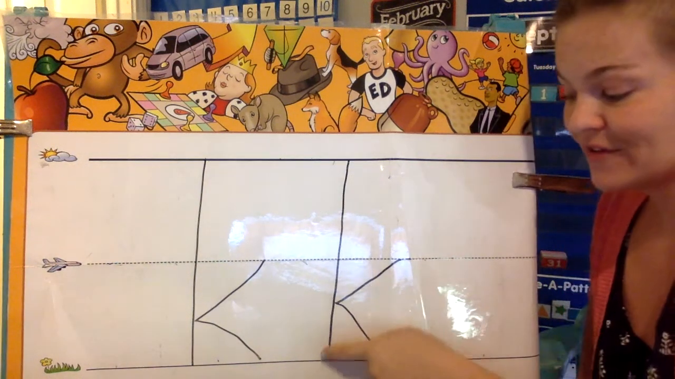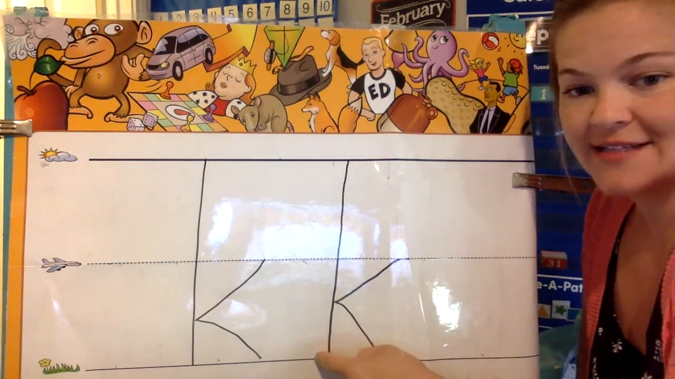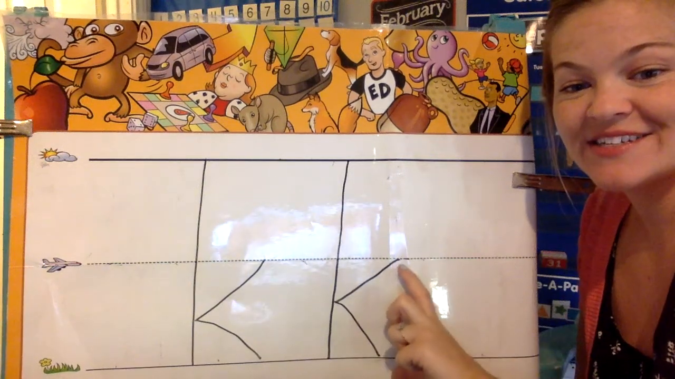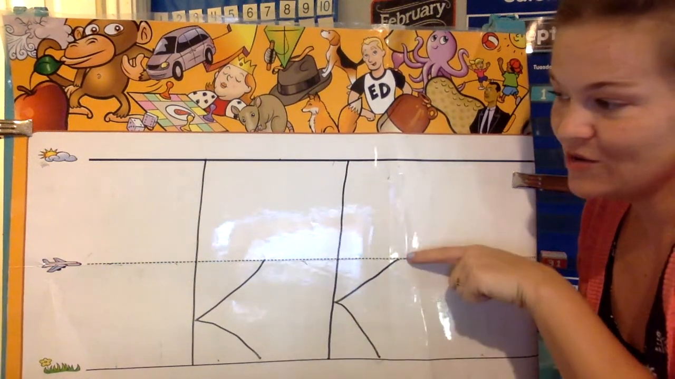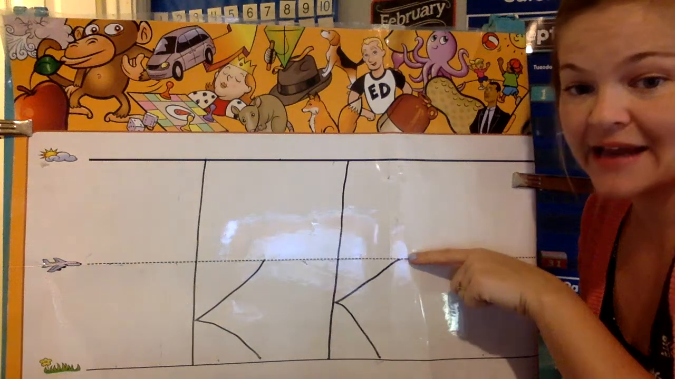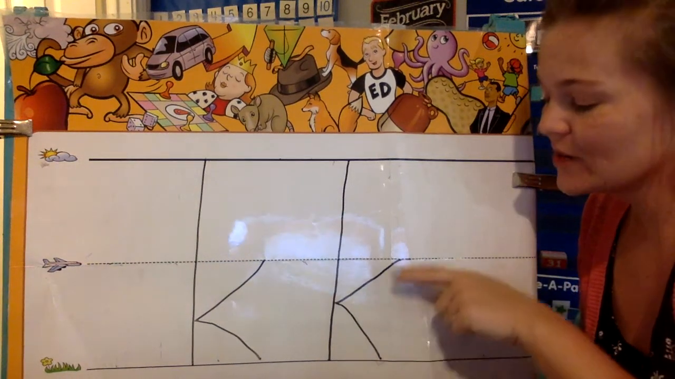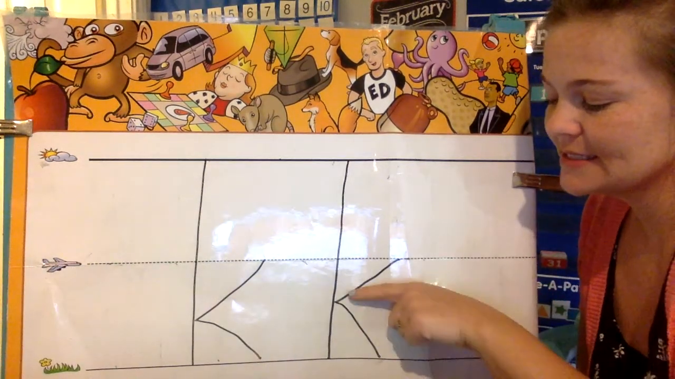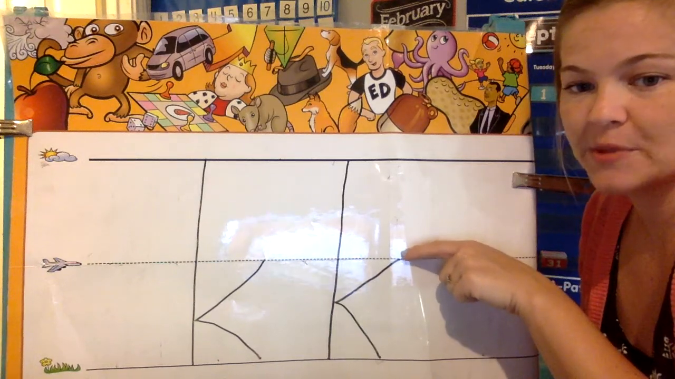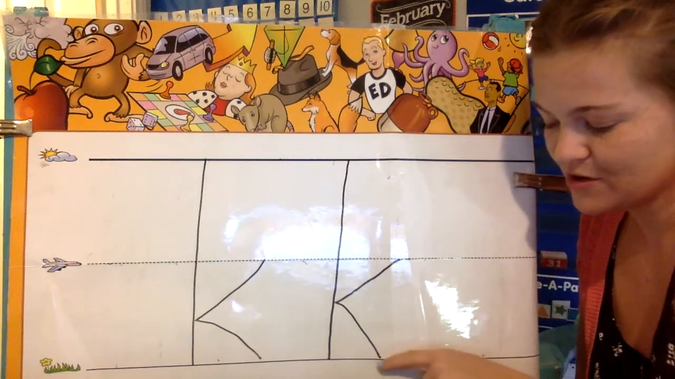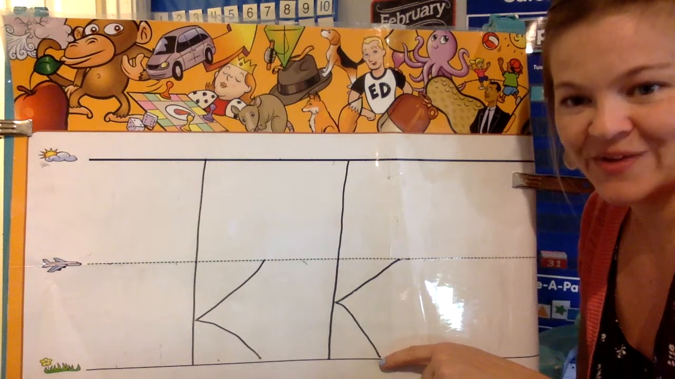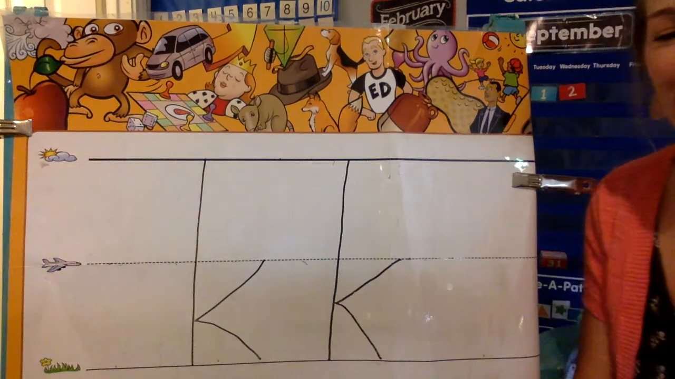So the first line goes from skyline to grass line, but look, this little slanty part, it only goes from plane line to grass line. So we're going to try to make sure that these slanty lines don't go above the plane line and don't go below the grass line. Okay, we'll practice this one more, don't worry.